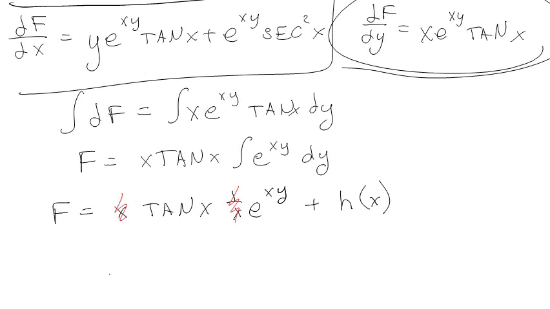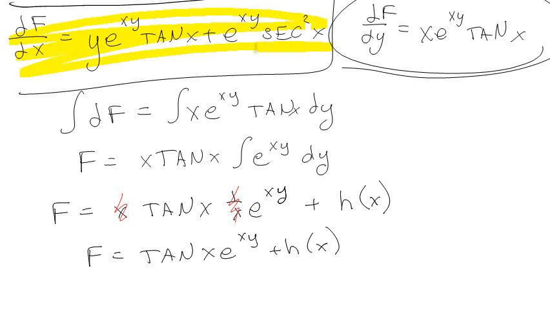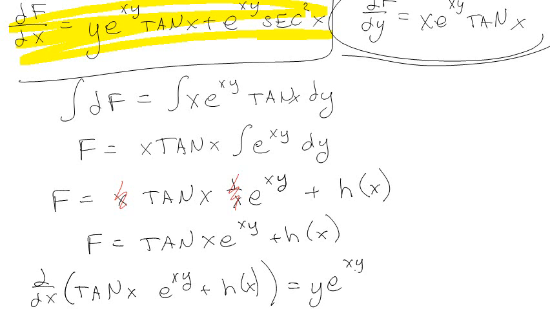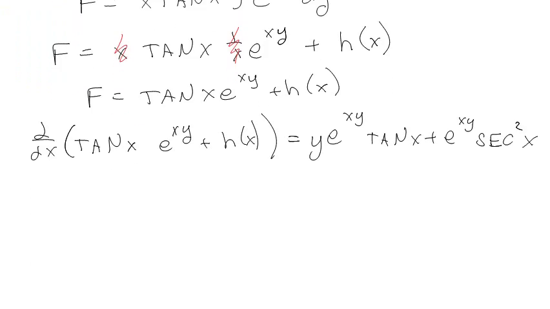And luckily, these cancel out. So I have that f is equal to tangent x e to the xy plus some unknown function h of x. Now here's where I'm going to use this guy, is I know that the partial with respect to x of my function is going to have to be equal to y times e to the xy tangent x, plus e to the xy secant squared x. Like that, those have to be equal.